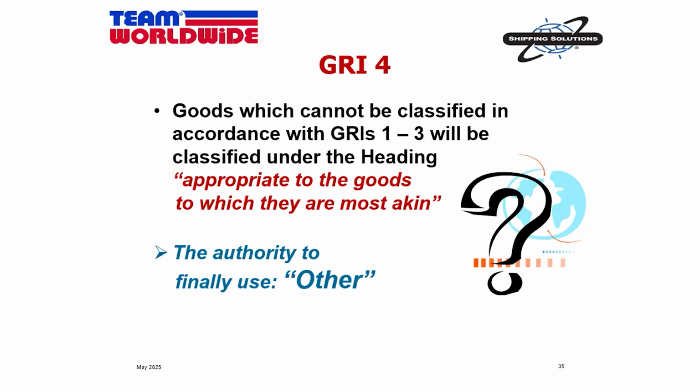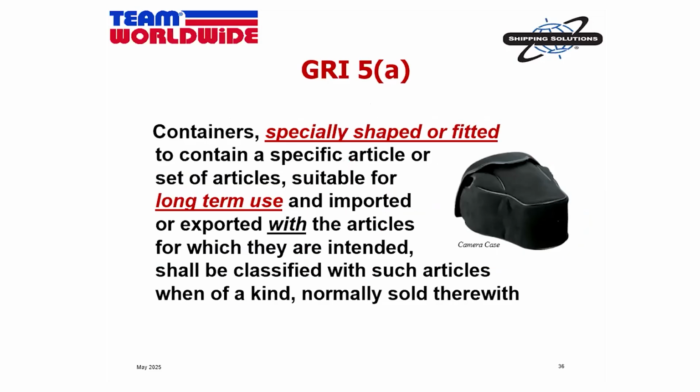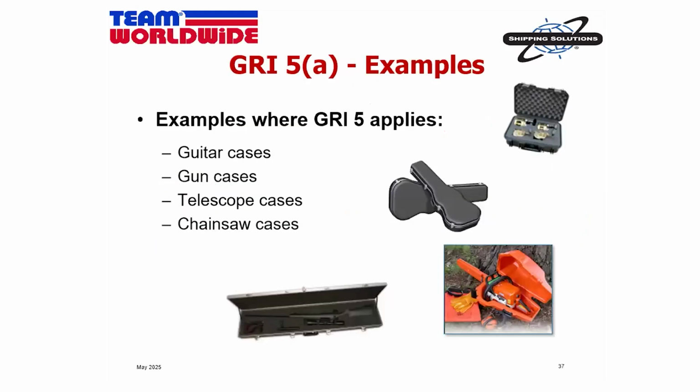That would be more akin to articles of plastic, based on the thickness and the type of plastic and so forth. Rule 5, things get a little simpler. If something comes in with dedicated packaging, a camera in a camera case, a guitar in a guitar case, a chainsaw in a chainsaw case, a gun in a gun case, and so forth, as long as they come in together, invoiced as a single item, and the value and use is reasonable for the item, you would classify it only as the item, not the case.